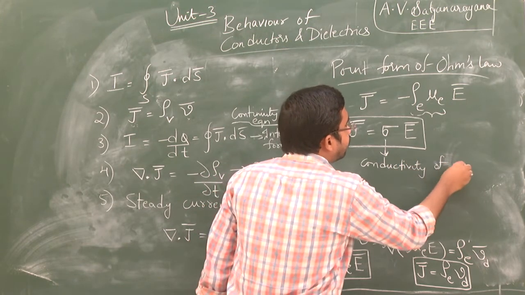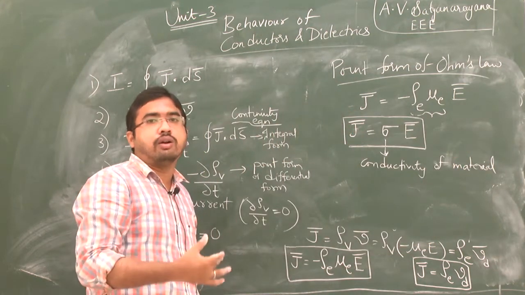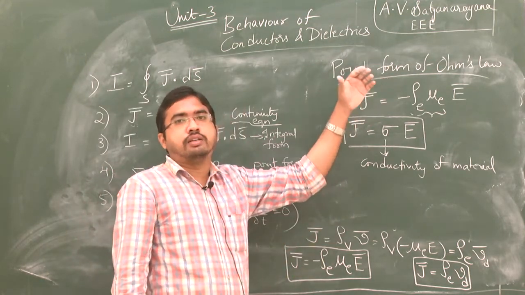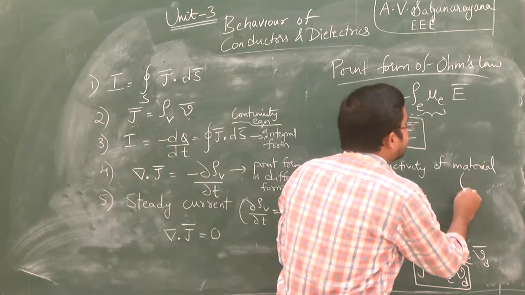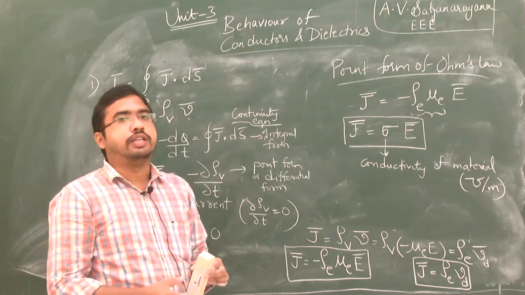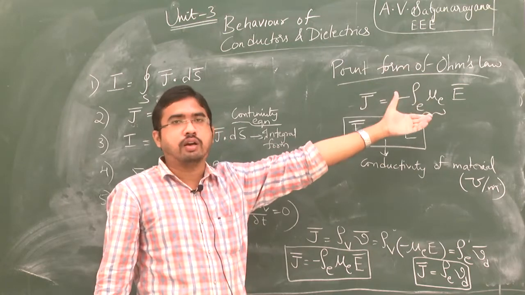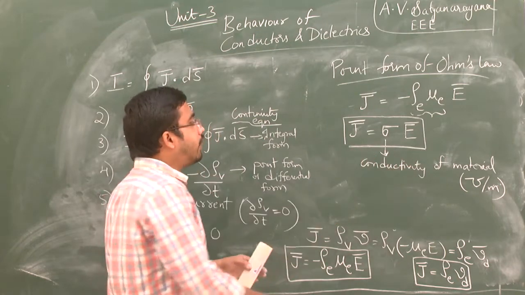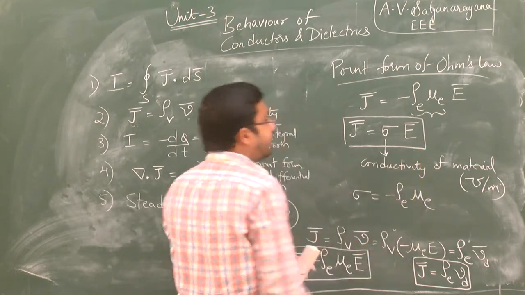Conductivity of the material means how much it is able to allow the current to flow through it. That means the ability of the conductor for allowing the current to flow through it. That is the conductivity of the material, which is expressed in mho per meter or Siemens per meter. J bar is equal to sigma into E bar. This is the point form of Ohm's law, which you should remember very well. This is useful for your competitive exams also, where sigma is equal to minus rho E into mu E.